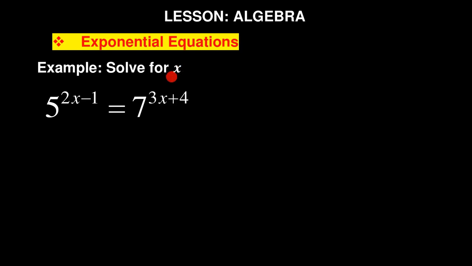It says you need to solve for x, and what you're given here is 5 to the exponent that is equal to 7 to the exponent that. So that's why we call these exponential equations, because they are equations that involve exponents. Now, how do you approach these at your mathematics N4 level?